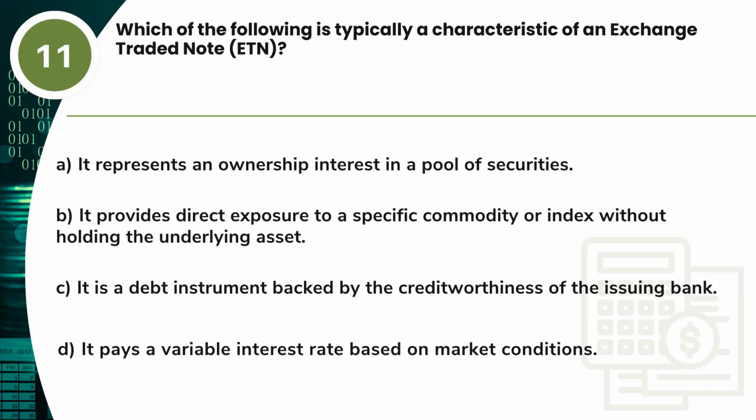Question 11. Which of the following is typically a characteristic of an exchange-traded note, ETN? A. It represents an ownership interest in a pool of securities. B. It provides direct exposure to a specific commodity or index without holding the underlying asset. C. It is a debt instrument backed by the creditworthiness of the issuing bank. D. It pays a variable interest rate based on market conditions.